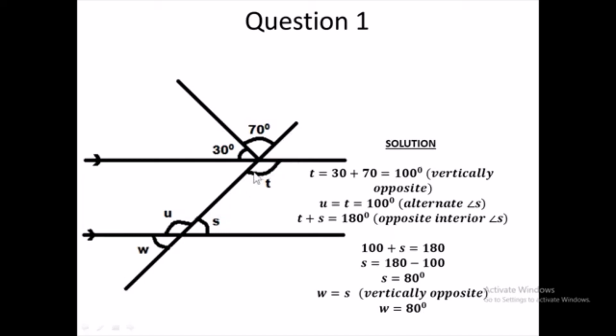One of them is alternate angles. This angle here is alternate to this angle here. Angle T is alternate to angle U. And this angle here, this unknown angle, is alternate to this angle X.